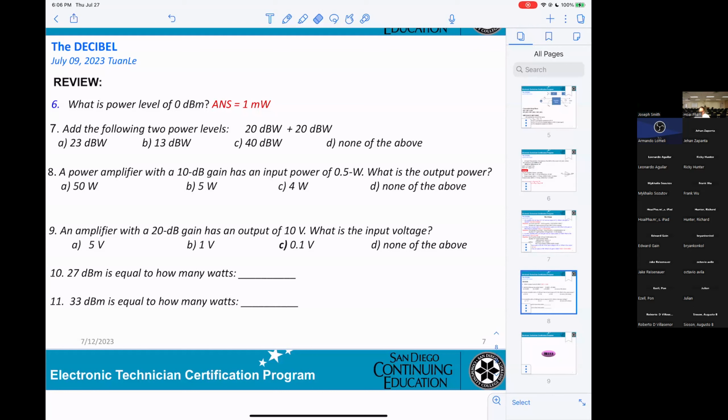Number 7, you're adding 20 dB watt to 20 dB watt. You understand you cannot add dB watt. You have to convert dB watt to watt or milliwatt. Then you can add. And after you add, you have to go back to dB.